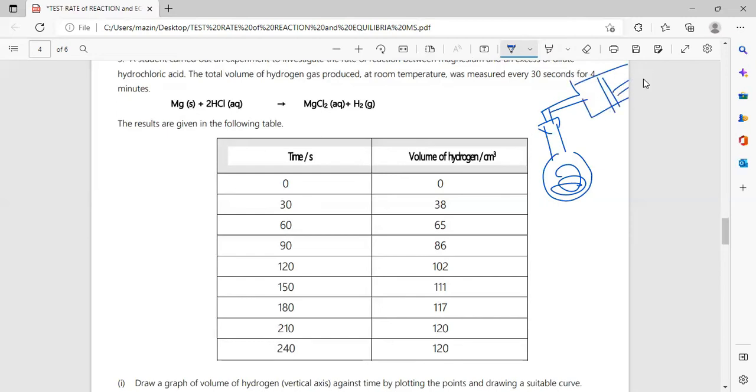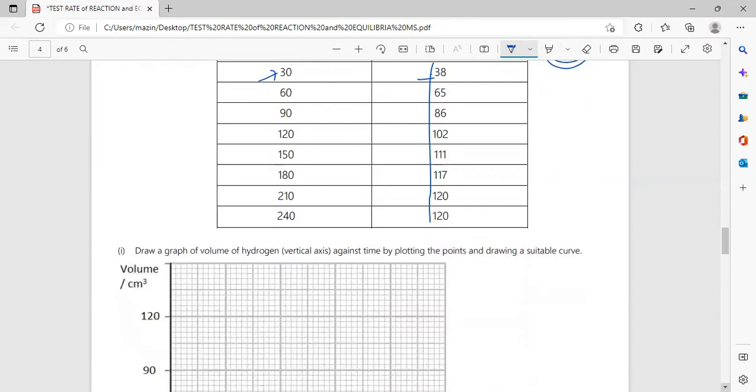The volume of gas will increase gradually. When time is 0, there is no volume because the reaction has not started. And here is 30. After 30 seconds, you get a volume. After 60 seconds, you get the volume. This is cumulative volume, total volume. Now the question here, drawing graph.